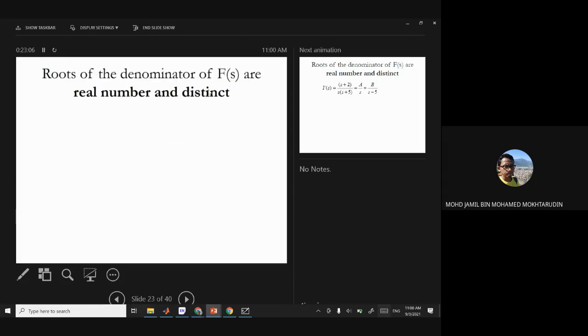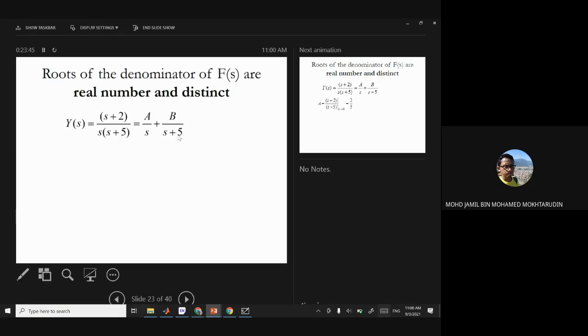So if the denominator of F has roots that are real numbers and distinct, let's say Y(s) equals (s plus 2) divided by s times (s plus 5). Here the denominator is s times (s plus 5). The roots of the denominator are real numbers and also distinct. So you can separate them into two: A over s plus B over (s plus 5).